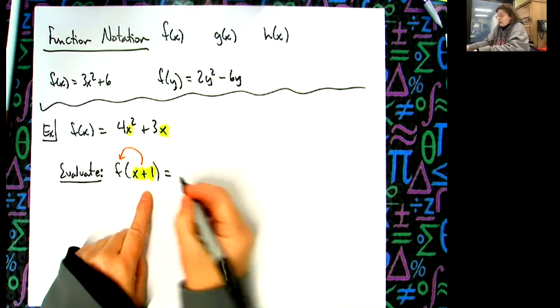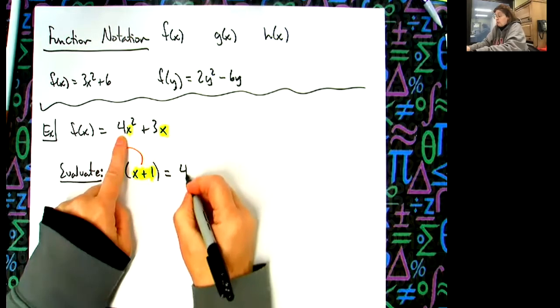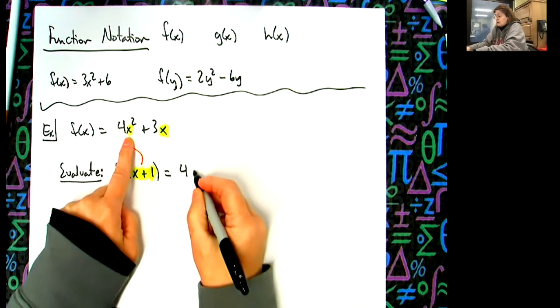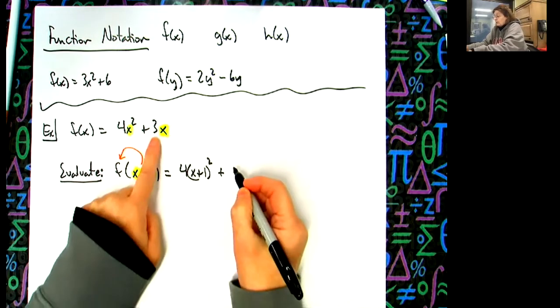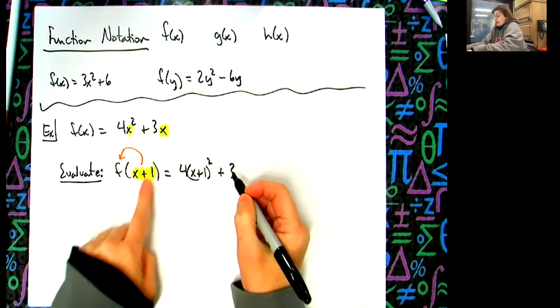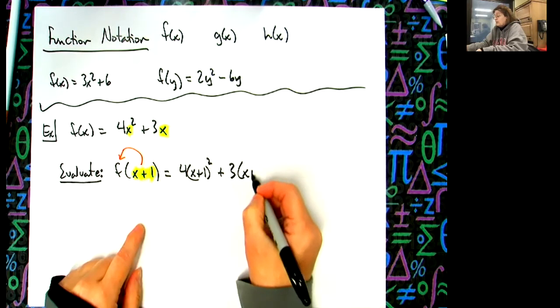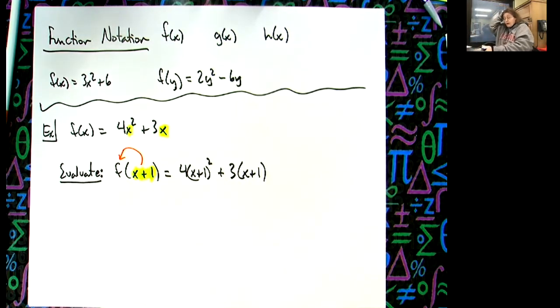So if I'm evaluating this, I'm going to come back up here. I'm going to go 4, and plug this in for that x. So x plus 1, and then I'm going to square it because it's squared. Then I'm going to write down the 3. Then I'm going to take this binomial and replace it where that x is. You should have done this in algebra 2, and then from here on down, it's just algebra.